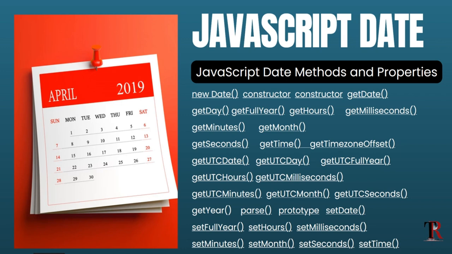Then we have constructor. The constructor creates a new date object, just as we have a constructor when working with objects in JavaScript. We also have a constructor in JavaScript date that allows a new date object to be created. Then we also have another constructor that returns the function that created the date prototype. As you can see, there are two constructors here on this page. The first one creates a new date object, and the second one returns the function that created the date prototype.